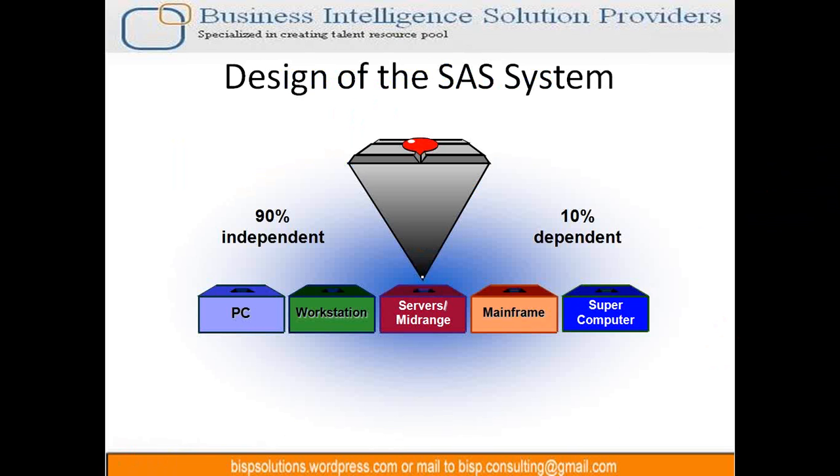Coming to the design of the SAS system, it is multi-vendor in technology. It means you can install the software on a normal PC, a workstation, a server, even a mainframe. Some people might ask what the difference is between mainframe, Unix version and PC. I can tell you 90% of it is independent, and for the remaining 10% you have to change a little syntax. The rest is much simpler. That is why SAS can be called multi-vendor in technology.